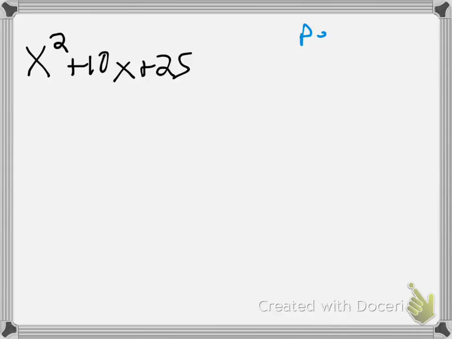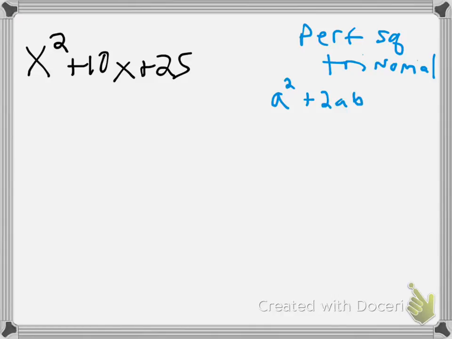Let's say I would end up with an equation like this: x squared plus 10x plus 25. This is what's called a perfect square trinomial, and we know that because of this form here. Perfect square trinomial. It's a trinomial because it has 3 terms. It's a perfect square because of this form. If you have a squared plus 2 times a times b plus b squared, it's a perfect square trinomial.